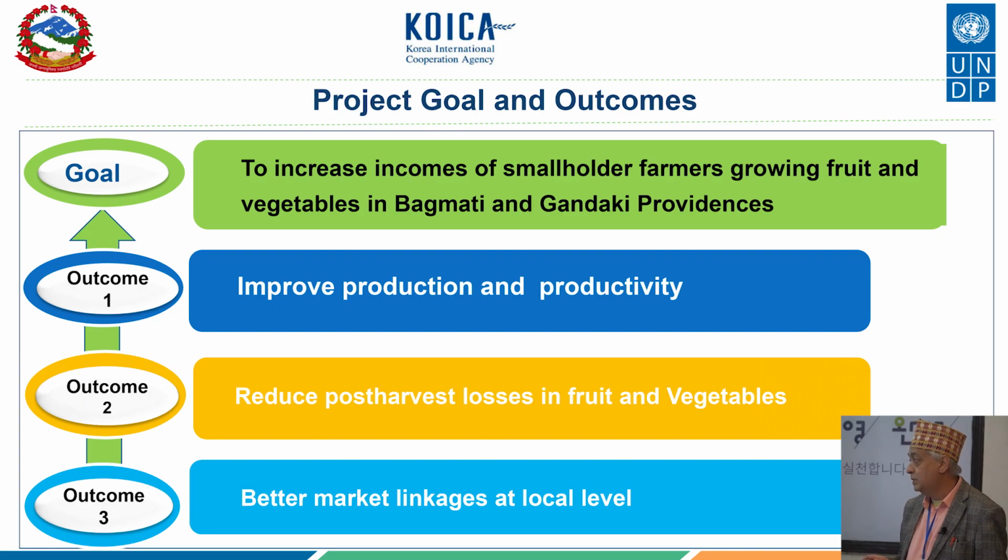So outcome 1 is to improve production and productivity of those targeted fruits and vegetables, because we are talking about 10 fruits and 10 vegetables and 5 fruits. So, improve production and productivity of those crops that we are targeting in this project.